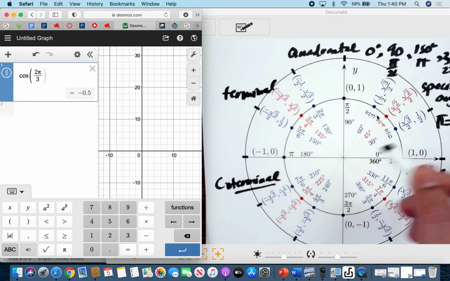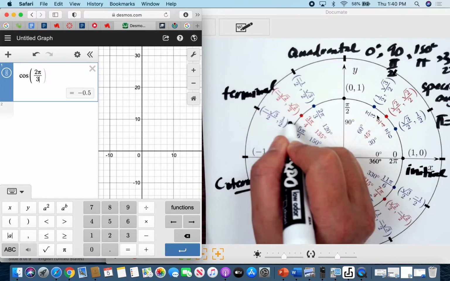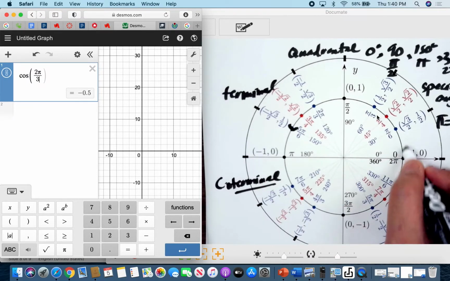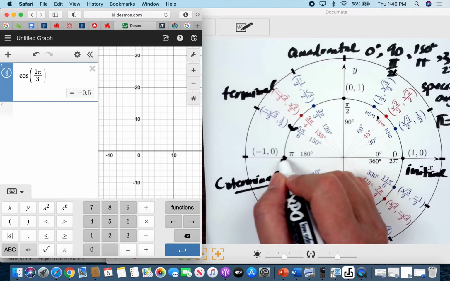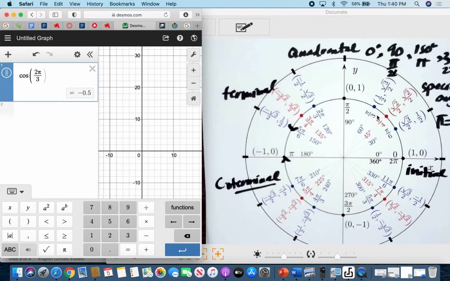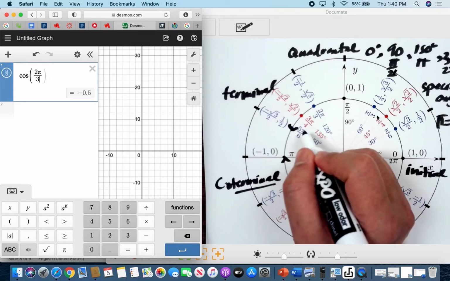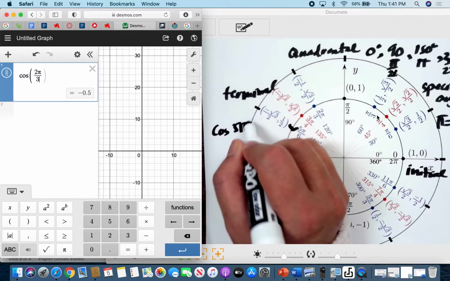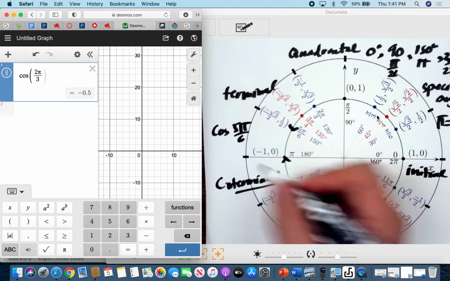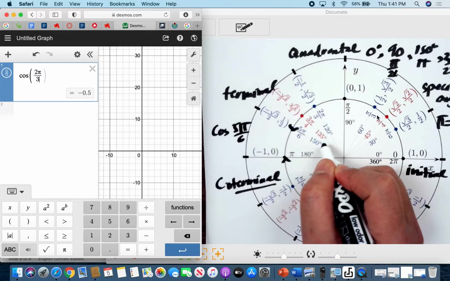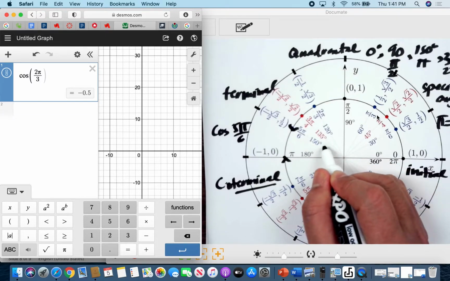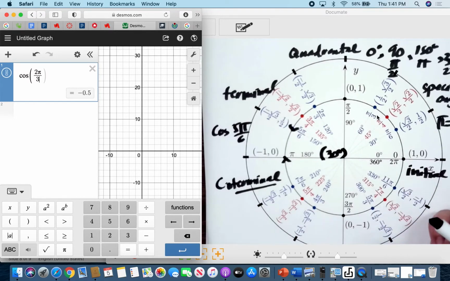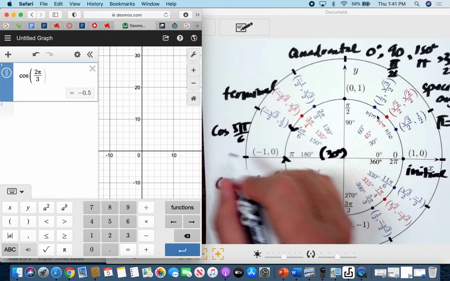Going in a counterclockwise direction is positive, so from here to here is a positive angle, and going in a clockwise direction is a negative angle. Now, let's say for example, I would like to find what is cosine 5 pi over 6. Of course, we know that it's the same as 150 degrees. Its reference angle is 30 degrees, meaning to say it has the same absolute value as the value of cosine 30.